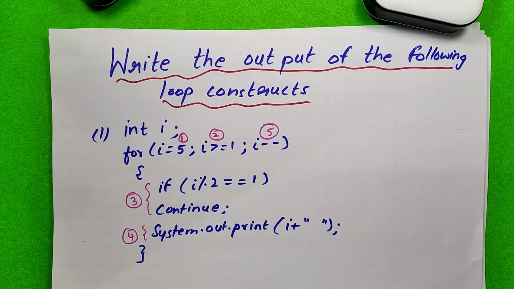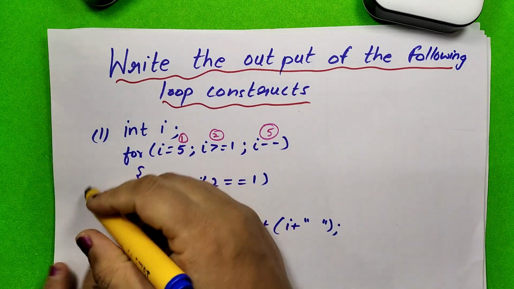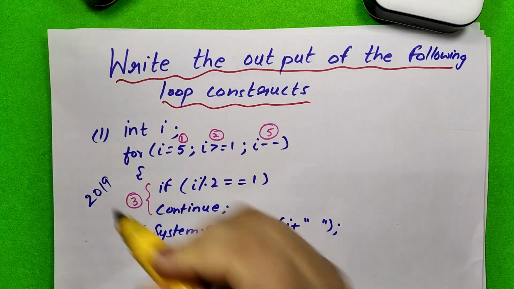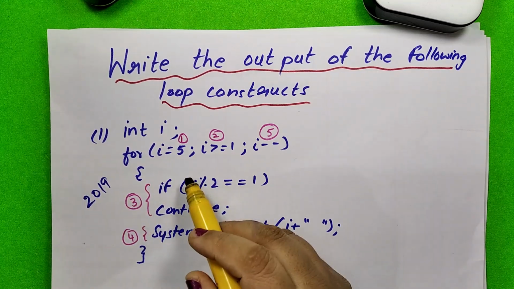Let us begin our lesson today. Write the output of the following loop construct. See, this question was asked in last year's 2019 exam. I have numbered the loops here.